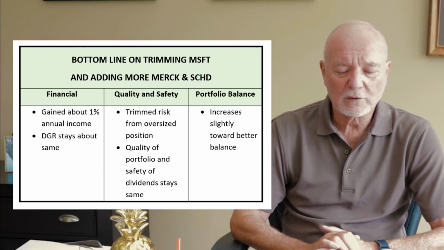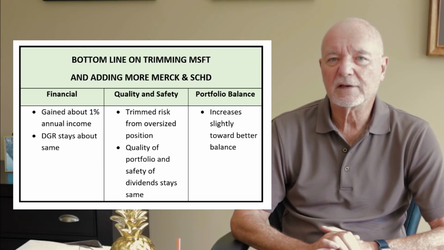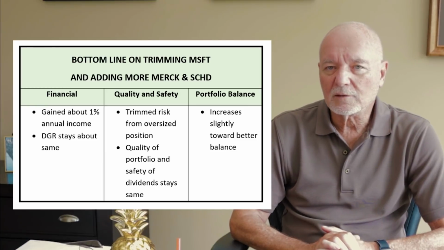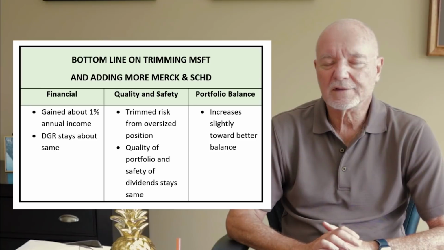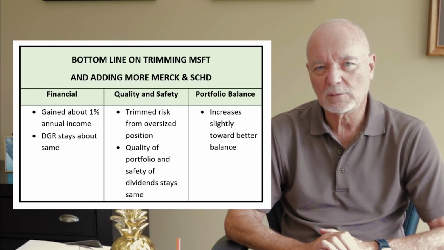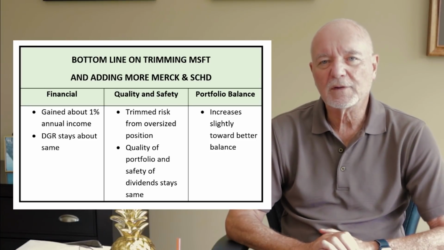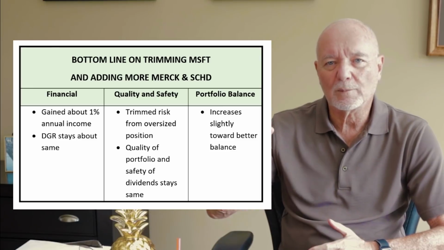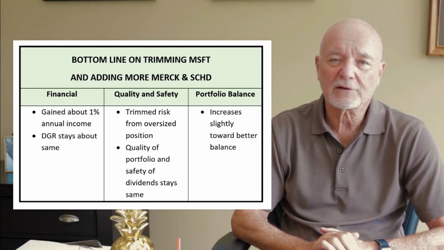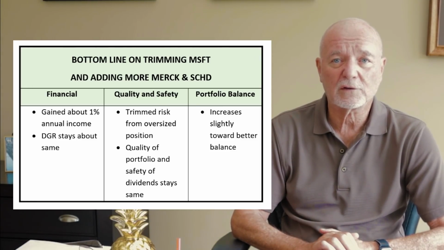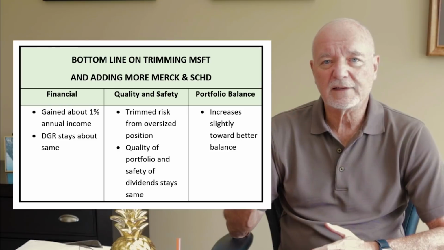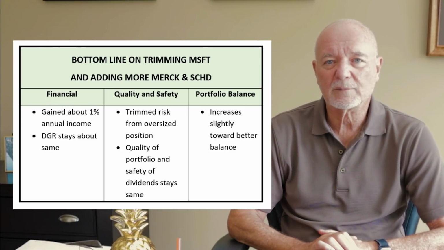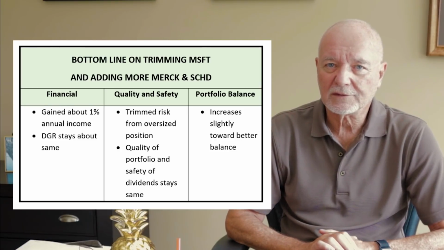The quality of the portfolio and the safety of the dividends stays the same, and the balance in my portfolio obviously moves toward, but does not achieve anything approaching, equal weighting. But I trimmed the largest position in the portfolio back a little bit. The $2,000 worth of Microsoft that I sold brought that position size down to around 7% of the portfolio. And I was able to slightly increase two new positions that I'm building, Merck and SCHD.